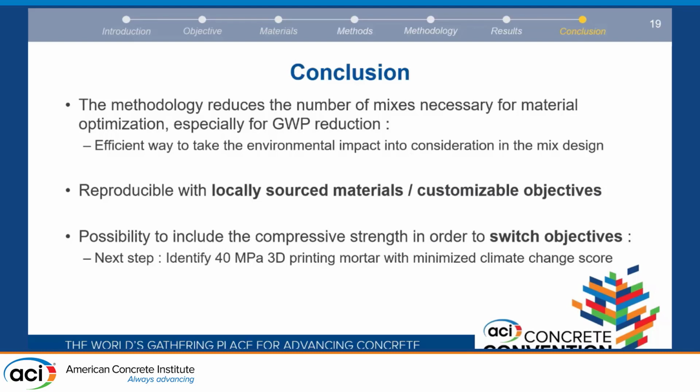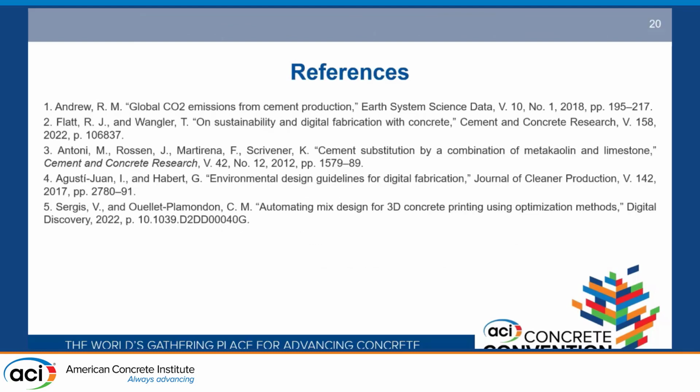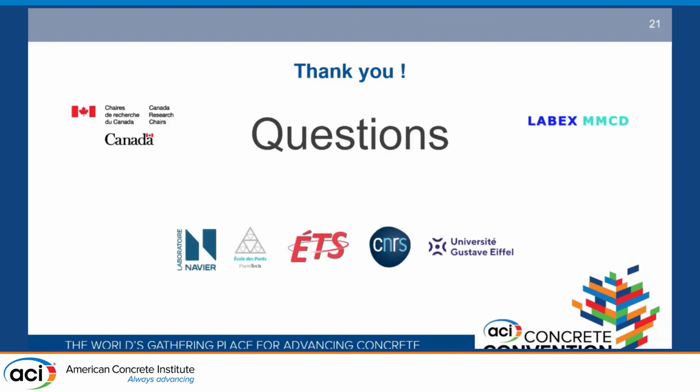So the next step will be to identify a 40 MPa 3D printing mortar with a minimized climate change score in the experimental region that we define. So here are the references of the presentation, and thanks for your attention. I will be taking questions if you have any.